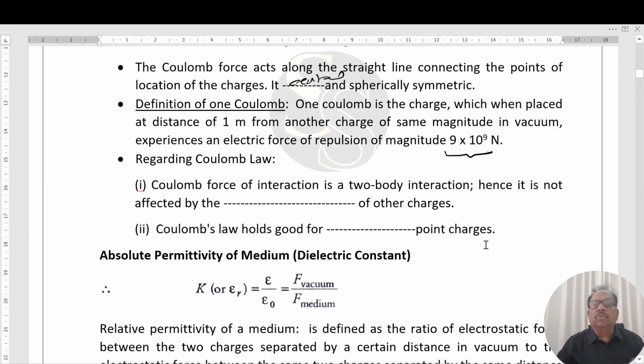Regarding Coulomb's law, it is a two-body interaction. Hence, it is not affected by the presence or absence of other charges. Coulomb's law holds not only for stationary charges but also for moving charges. It holds good only for point charges.